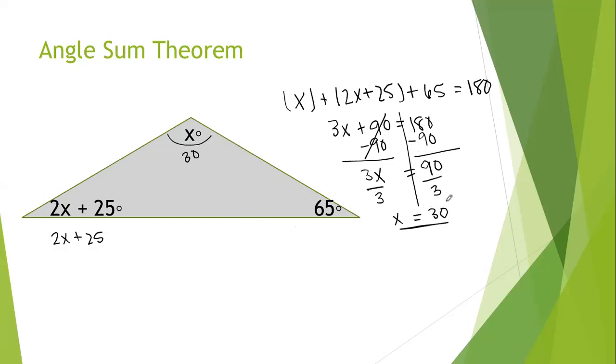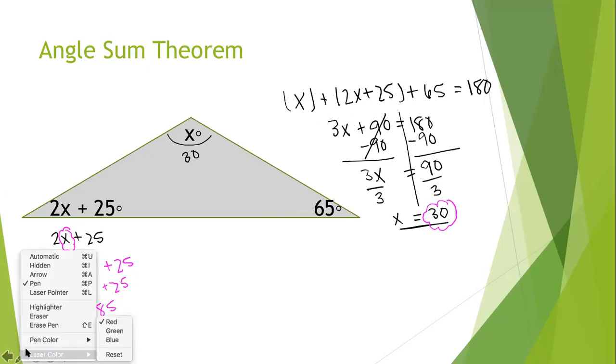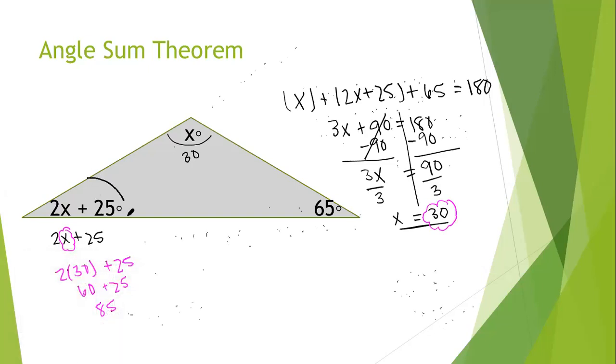So x equals 30. I'm going to plug in 30 for the x right here. So 2 times 30 plus 25. 2 times 30 is 60 plus 25 will give me 85. So this angle here is 85 degrees. And there's my 3 angles.